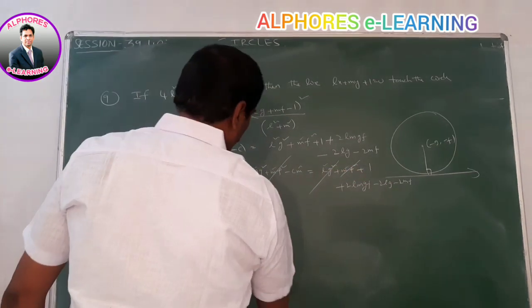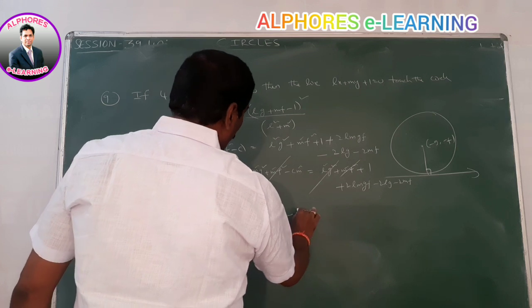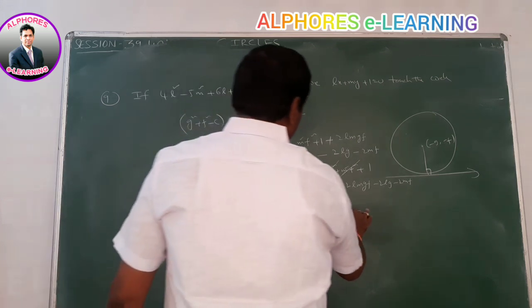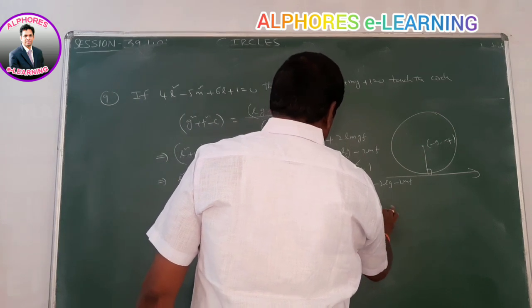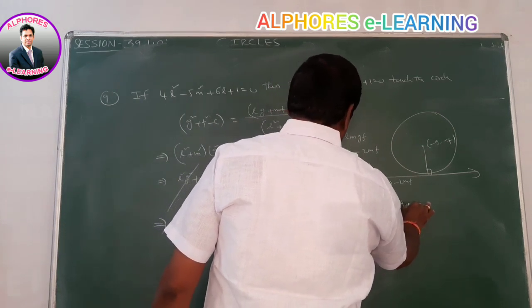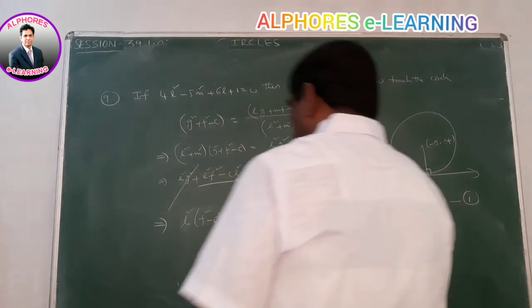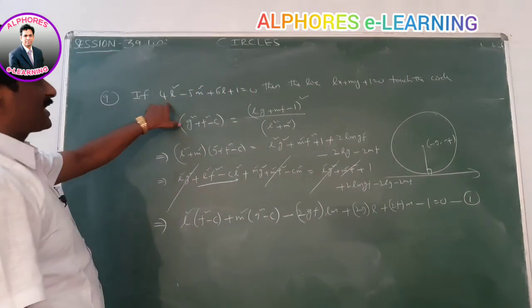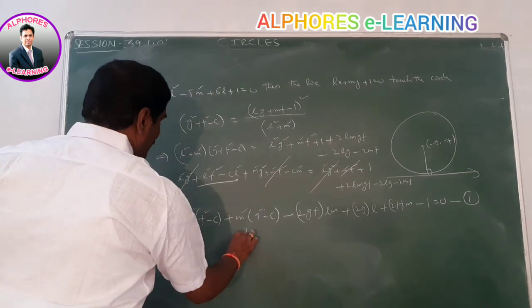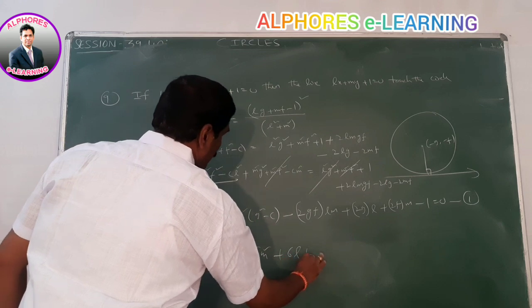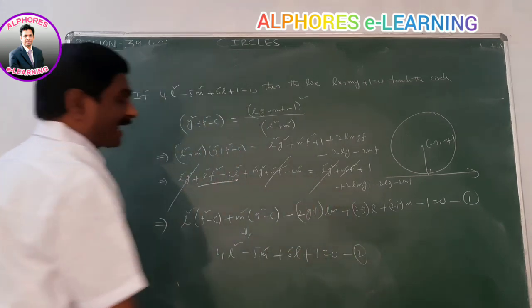Next, move these values to the LHS: 2gf·LM + 2g·L + 2f·M − 1 = 0. It is equation number 1. But from the given, the relation between L and M is 4L² − 5M² + 6L + 1 = 0. These two are identical.